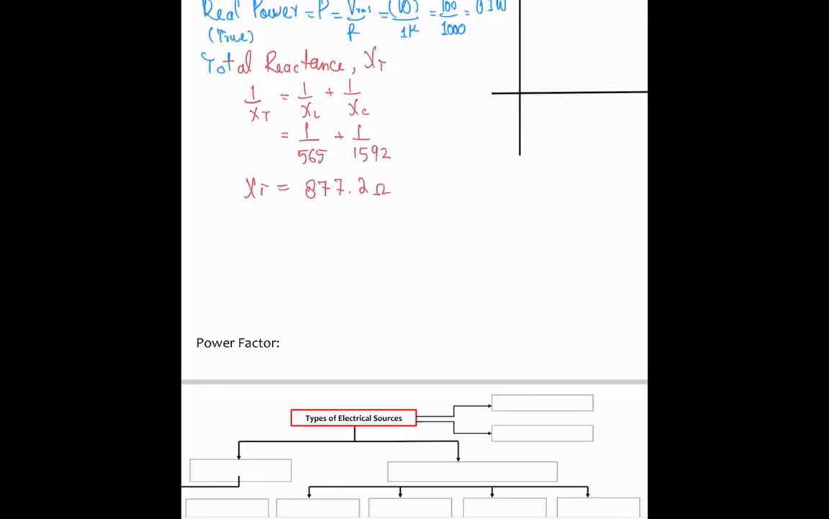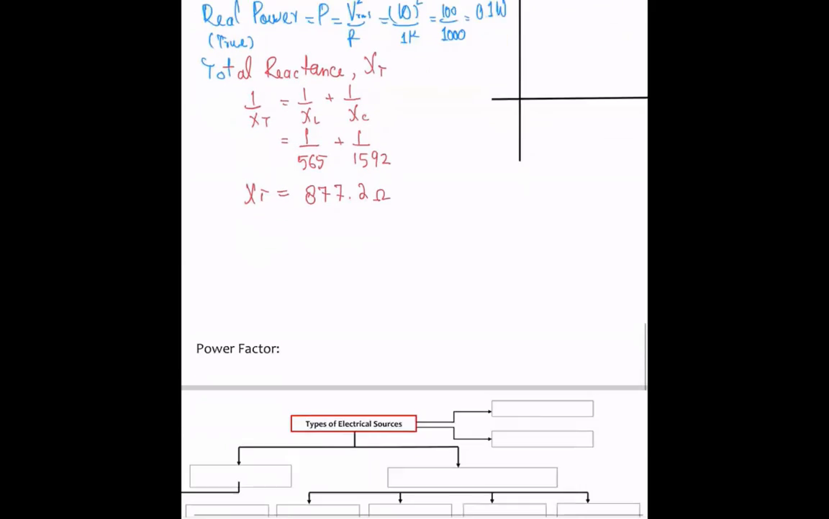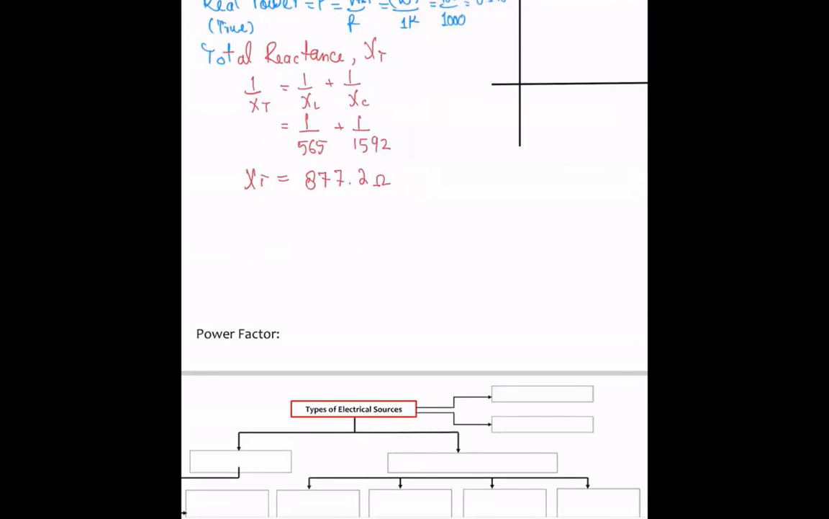The reactive power here is calculated using this equation: Q equals V square over XT. So V square is 100. VRMS was 10, 10 squared is 100, and then the total reactance is 877.2 ohms. If you do the math, you'll get 0.114. Remember, the unit will be volt ampere reactive.